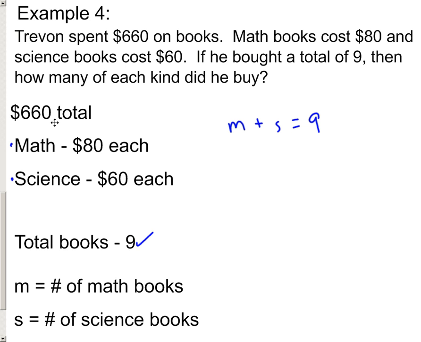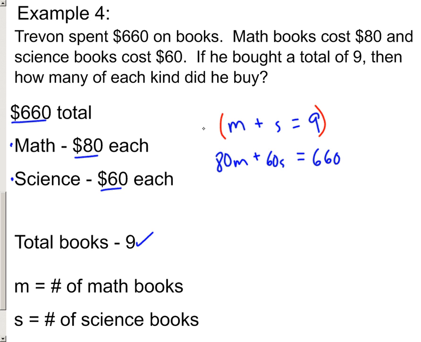But then we've got cost. This is money, and that's money. This is a total. So I can put 660 right there. That's how much it costs. I know each math book cost $80. I don't know how many math books, but I know each one's 80. So 80 times the number of math books plus 60 times the number of science books. There's our equation.